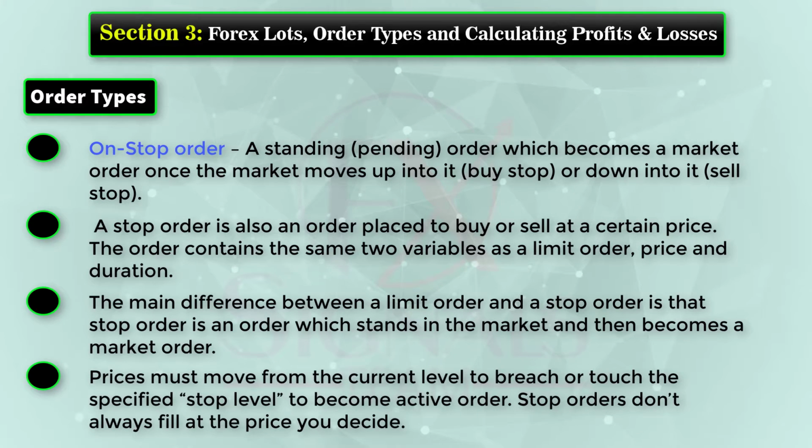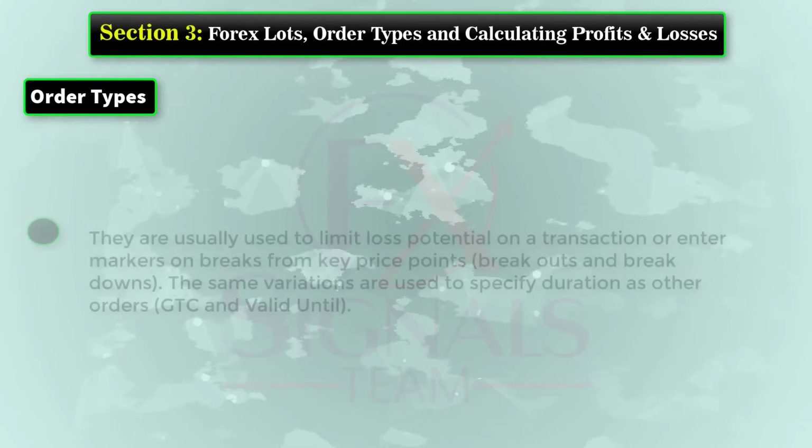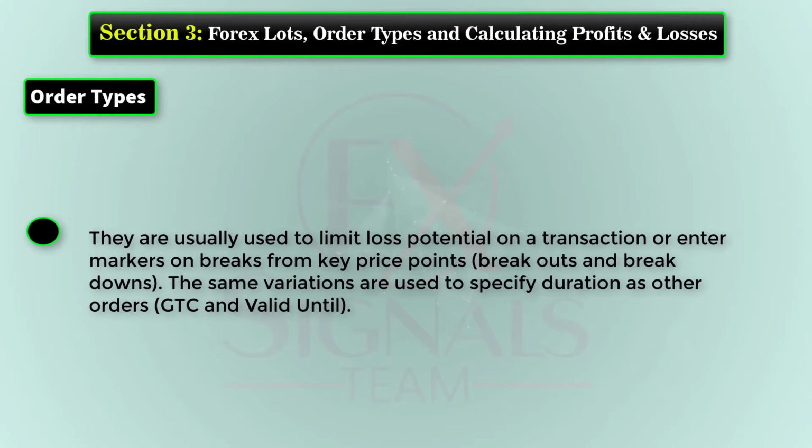Prices must move from the current level to breach or touch the specified stop level to become an active order. Stop orders don't always fill at the price you decide. They are usually used to limit loss potential on a transaction or enter markets on breaks from key price points, breakouts and breakdowns. The same variations are used to specify duration as other orders, GTC and valid until.